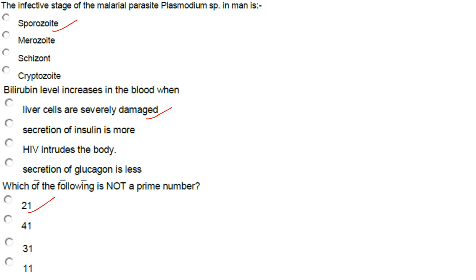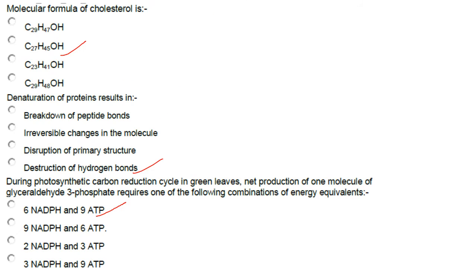Then next one. The infective stage of the malarial parasite Plasmodium species in man is sporozoite. Bilirubin level increases in the blood when liver cells are severely damaged. Answer is option A. Now which of the following is not a prime number? So answer is 21, that is not a prime number. Then molecular formula of cholesterol is C27H45OH.